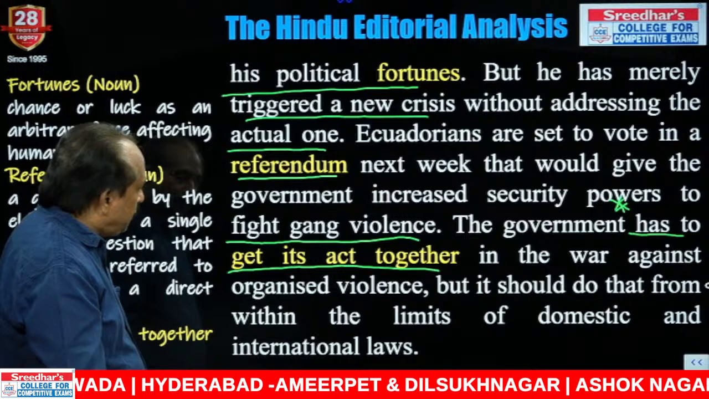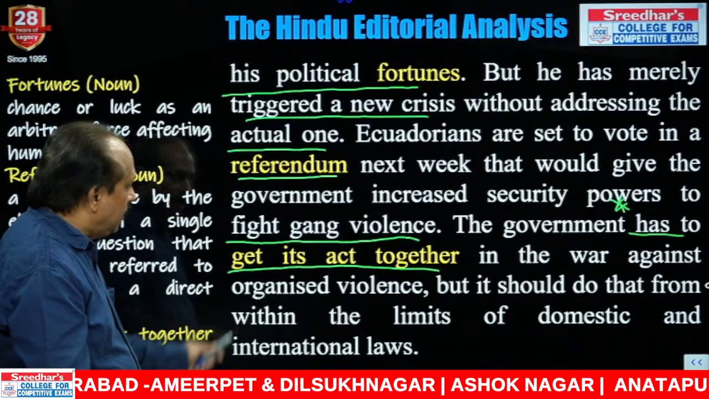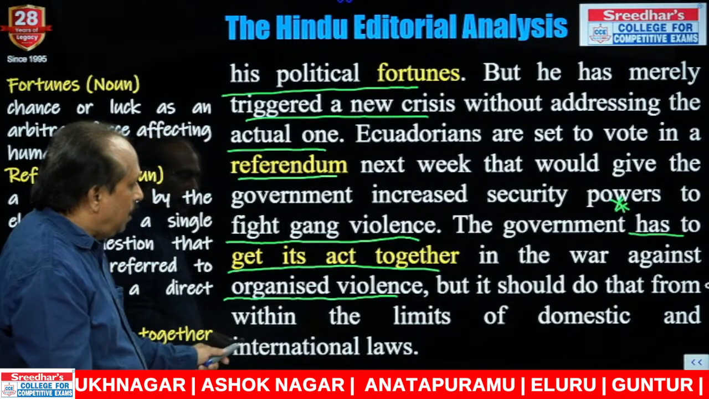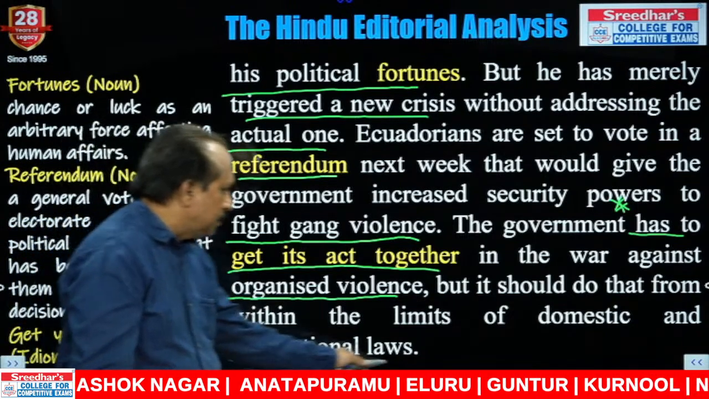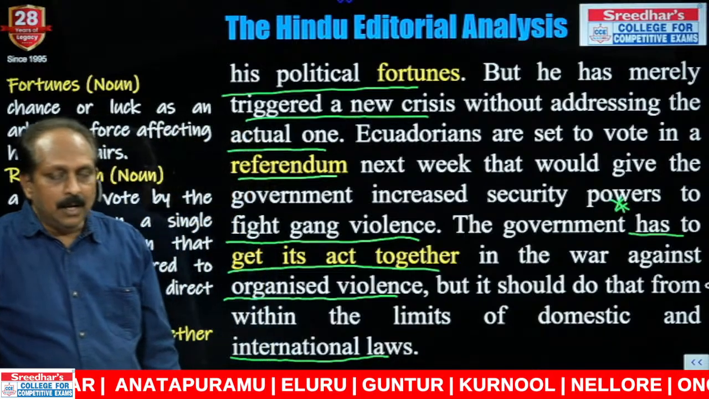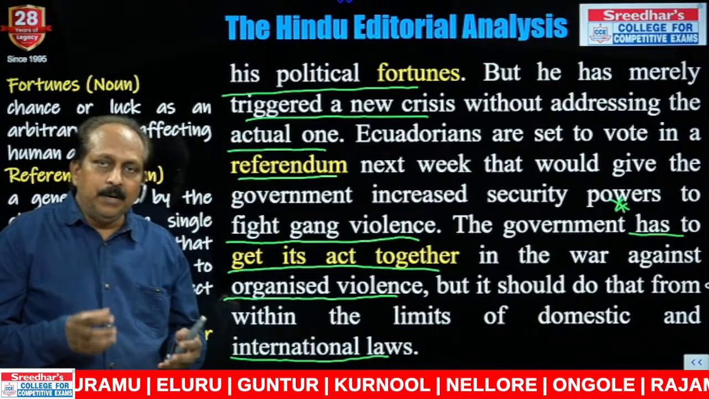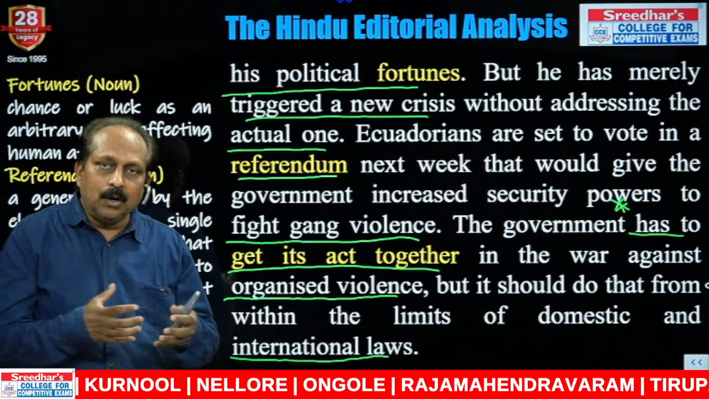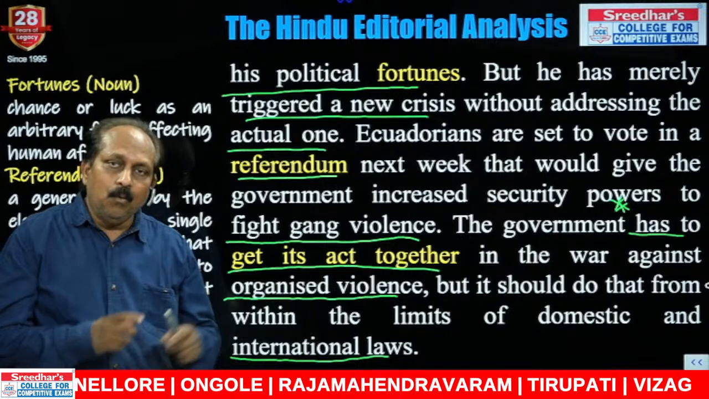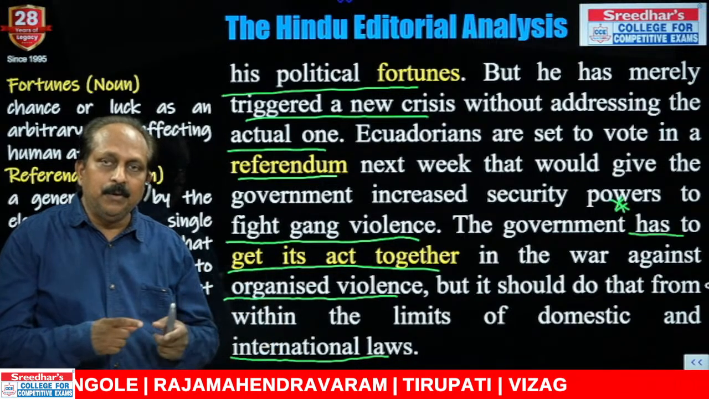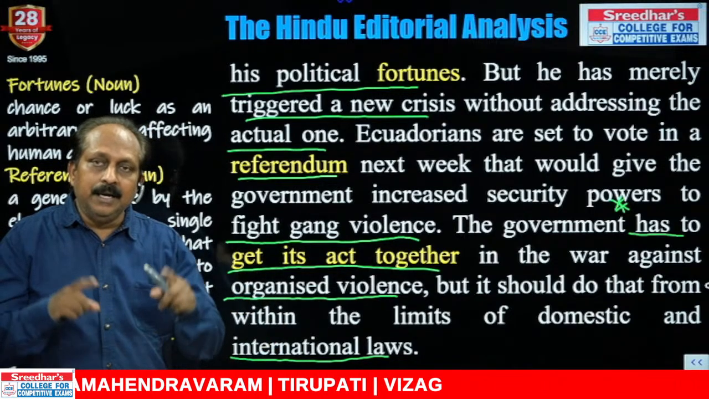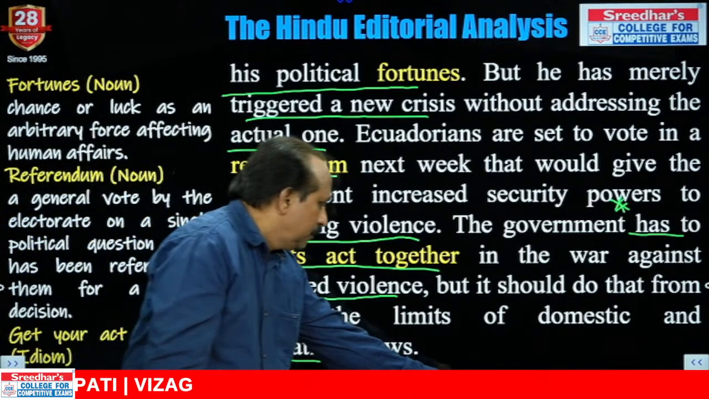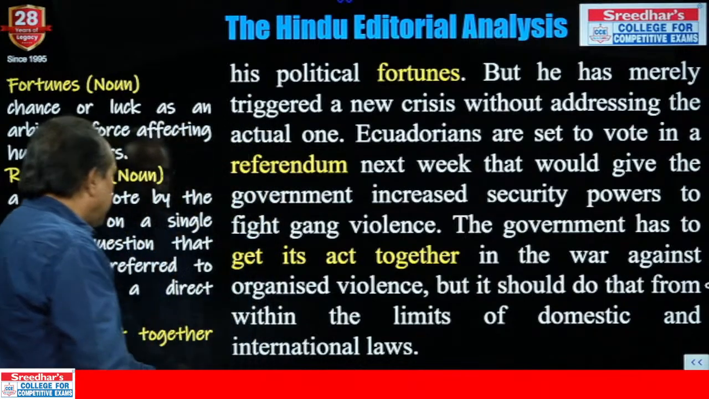The government has to get its act together in the war against organized violence, but it should do that from within the limits of domestic and international laws. What the sentence says, the government has to put in more efforts or organize its efforts and become more effective to control organized violence. But whatever it tries to do, that should be within domestic and international limits. Beyond the limits, the country cannot go. In this case, it has gone beyond the limits.